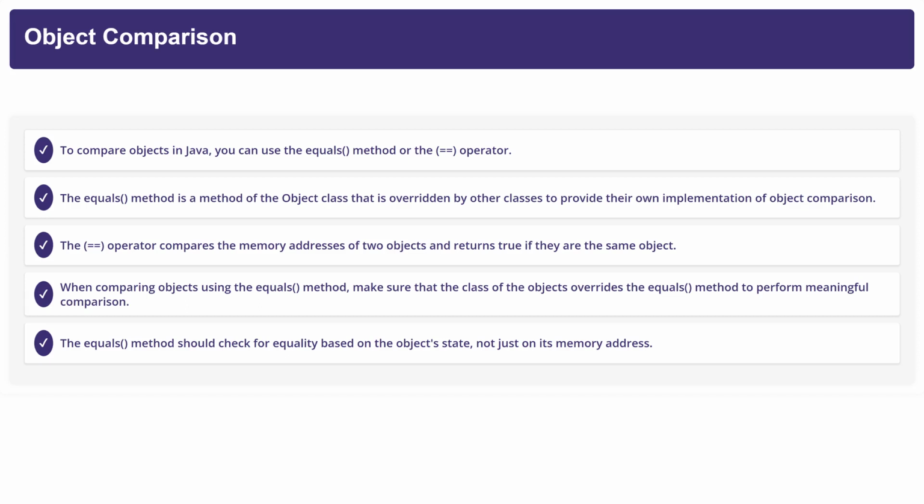To compare objects in Java, you can use the equals method or the double equals operator. The equals method is used to compare the state of two objects and returns true if they are equal. The double equals operator, on the other hand, compares the memory addresses of the objects and returns true if they refer to the same object in memory.